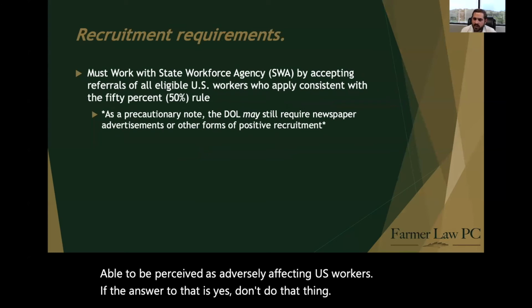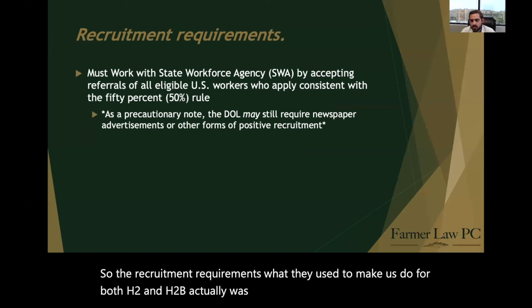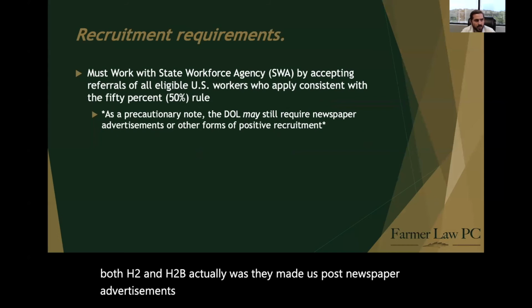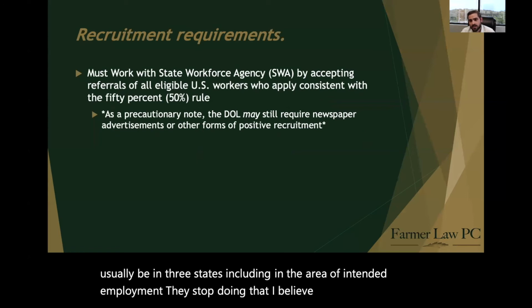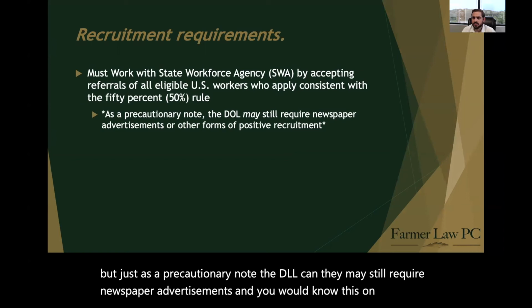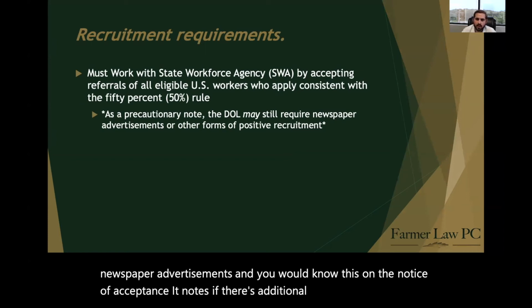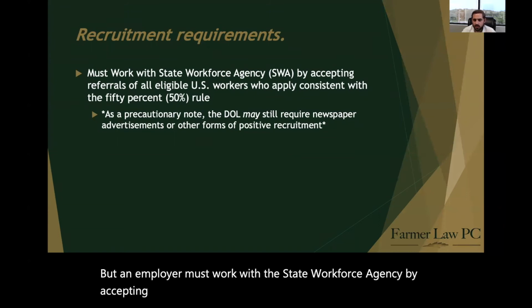So the recruitment requirements, what they used to make us do for both H-2A and H-2B actually, was they made us post newspaper advertisements for every application that we would file. It would usually be in 3 states, including in the area of intended employment. They stopped doing that, I believe, in September of 2019. But just as a precautionary note, the DOL may still require newspaper advertisements. And you would know this on the notice of acceptance. It notes if there's additional positive recruitment requirements. So that's where you would know. But an employer must work with the state workforce agency by accepting referrals of all eligible U.S. workers who apply, consistent with the 50% rule.